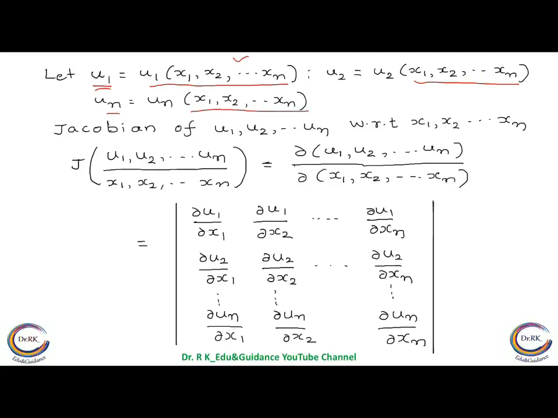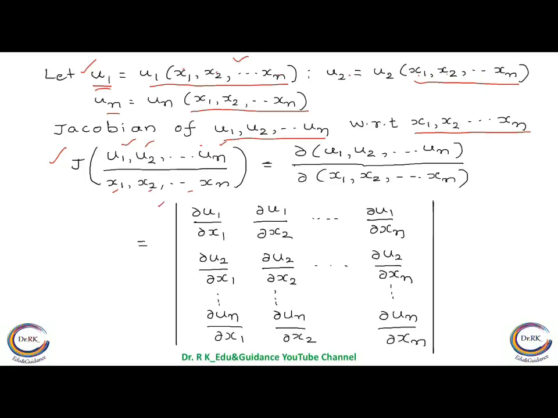So we can have derivatives of u1 with respect to x1, x2, and so on, xn. Derivatives of u2 with respect to x1, x2, and so on, xn. Similarly, u3, and so on, un. Now, the Jacobian of u1, u2, and so on, un with respect to x1, x2, and so on, xn. So, very simple, Jacobian of u1, u2, and so on, un in terms of x1, x2, and so on, xn, which is nothing but a determinant.